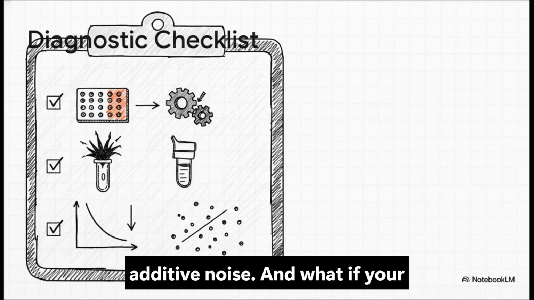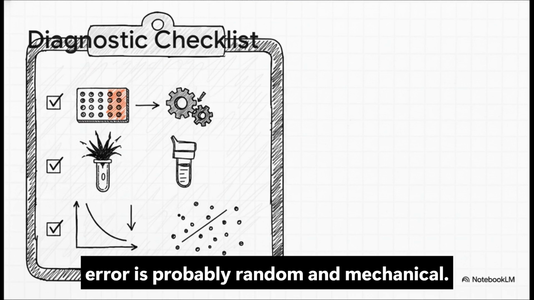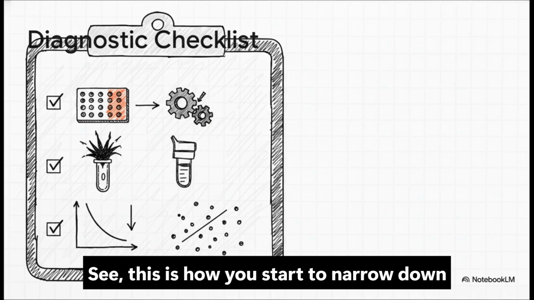And what if your R-squared is fantastic, but your replicates are awful? That tells you the error is probably random and mechanical. See? This is how you start to narrow down the real cause.